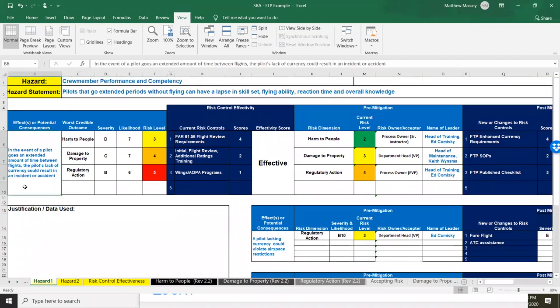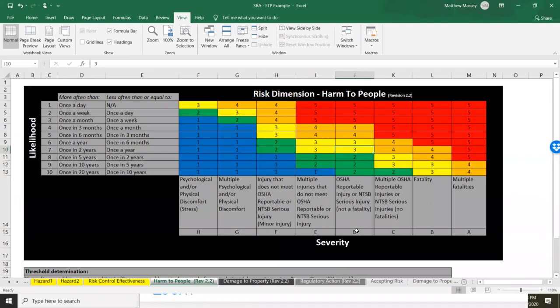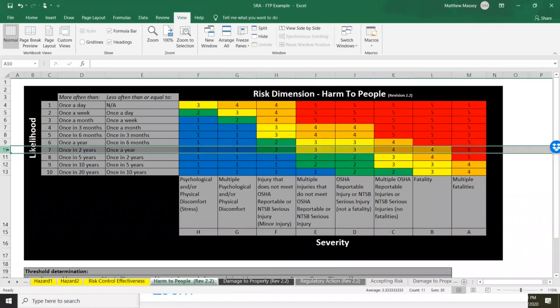So if we walk through just the worst case scenario, where it could result in an incident or accident, if we go to harm the people. So I put a D7 here. And D7, I said, if I hadn't flown in a while, well, looks like I could have an NTSB serious injury. And that could happen once a year to once every 2 years.